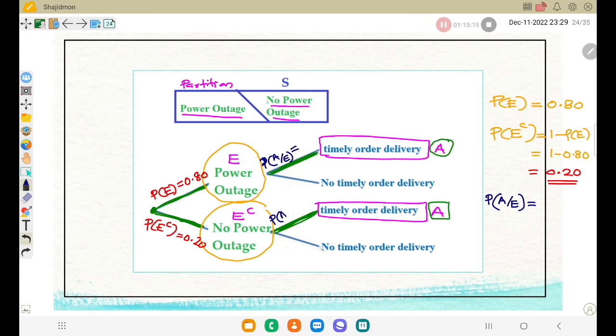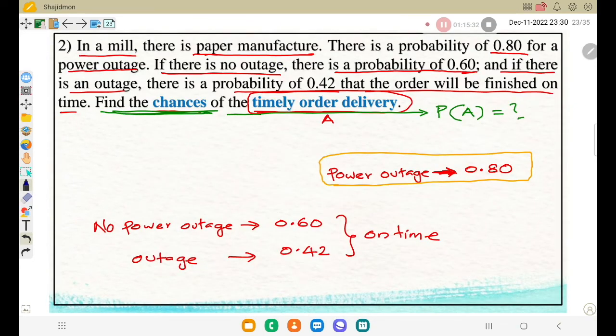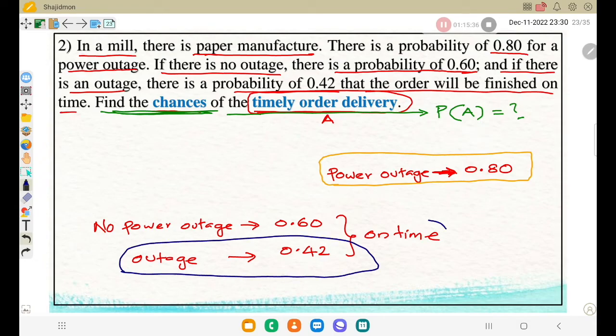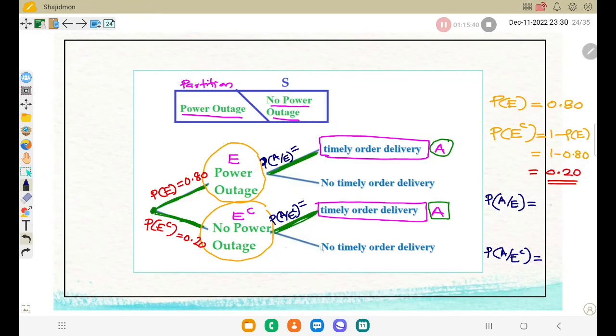Probability of A given E complement. We can write this branch. So what is the order? This one, probability of A given E, and probability of A given E complement. These two numbers. A given E means timely order delivery under power outage. Correct? So here I have written. See, under the power outage, on time delivery, what is the number? 0.42. Correct? So we can write 0.42.